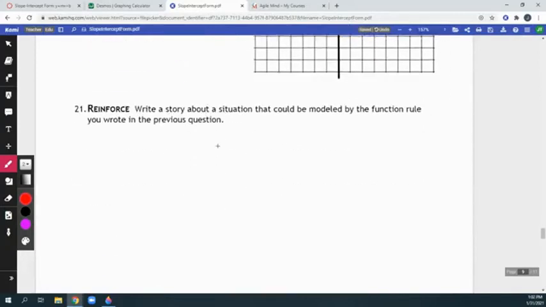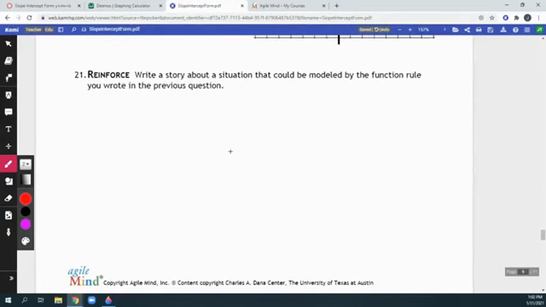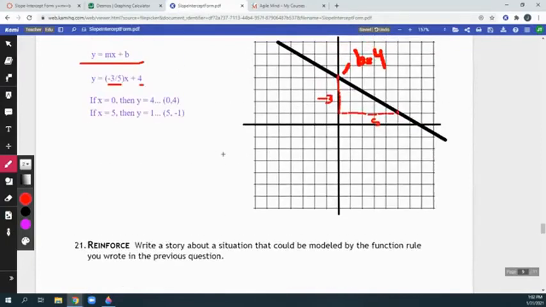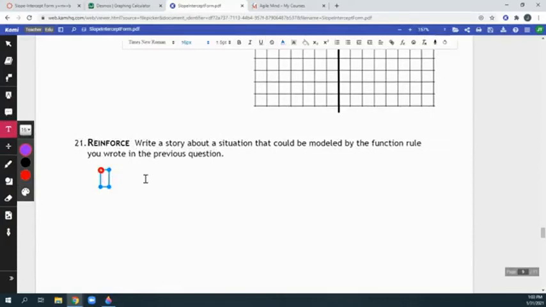Great. Write a story for a situation that can be modeled by the function rule you wrote in the previous thing. Okay. Let's see. 3 and 5, I didn't realize I was doing this. Ugh, bummer. Okay, so what's going to happen is he has $4 to start out with. And he is really good at video games. And it takes him $3 after 5 hours because he's so good at it. That's what I'll say. Or she. We'll say she. Because girls play video games too.